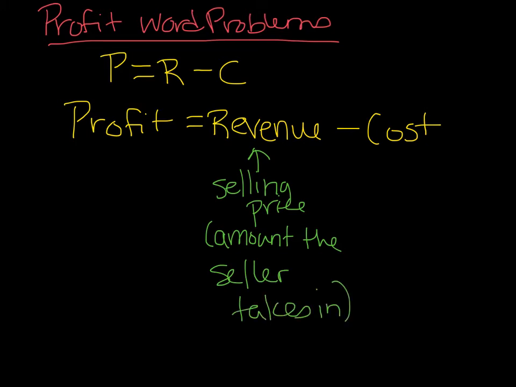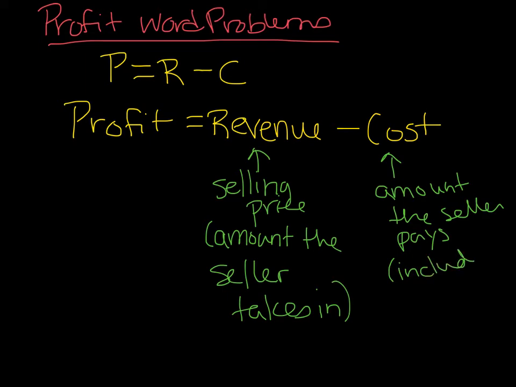And in this case, the cost can mean many different things, but it's going to be the amount that the seller actually pays. It's not the amount the customer pays, but the amount the seller pays. And it includes all expenses. That's the key thing with that. So we're going to include all expenses as a cost. So the profit is going to be the amount that you make after taking into account all of your expenses.